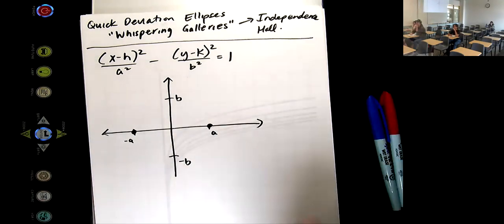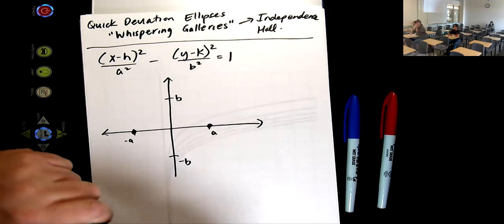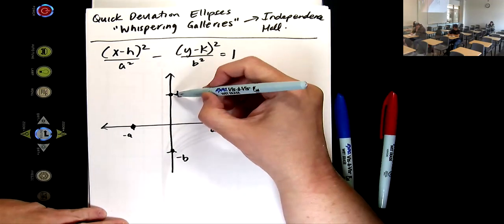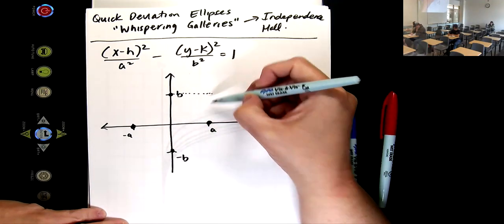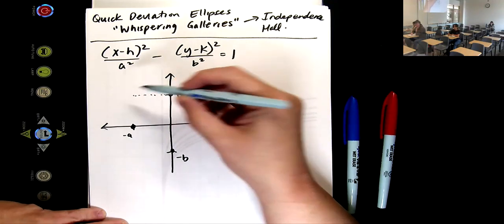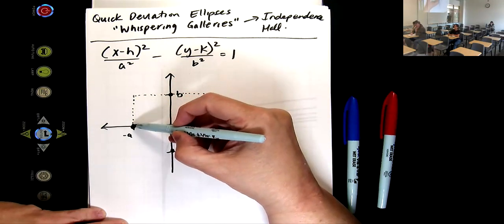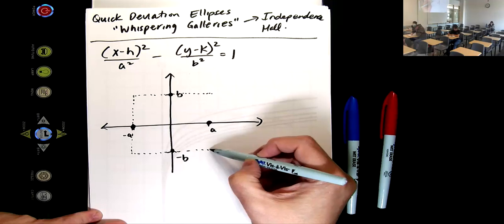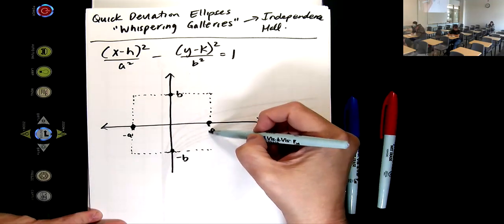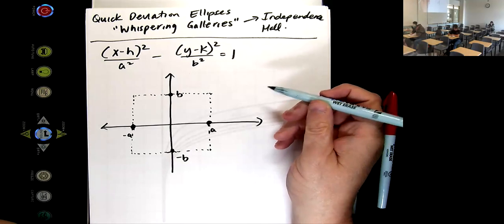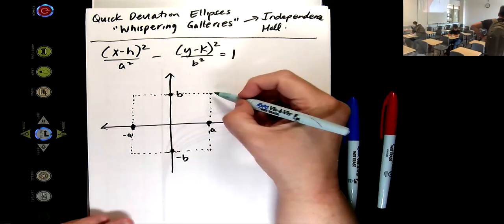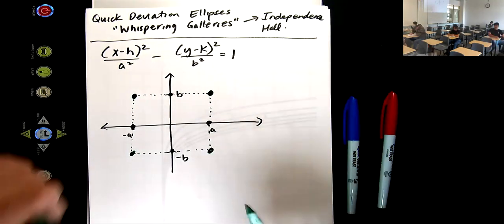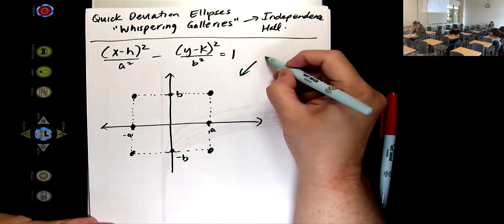Okay, so what you want to do here is make a box. What I mean by make a box is make little dotted lines over and come down. You don't actually need to draw the box. The important thing are these four things, the corners of that box. That is what you really want.